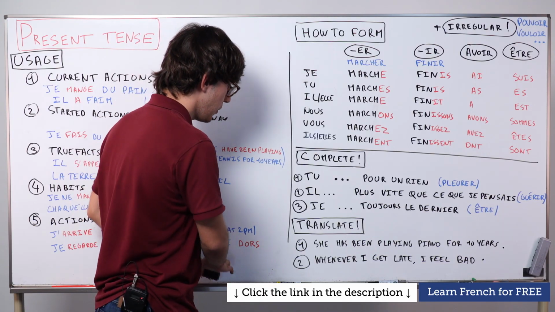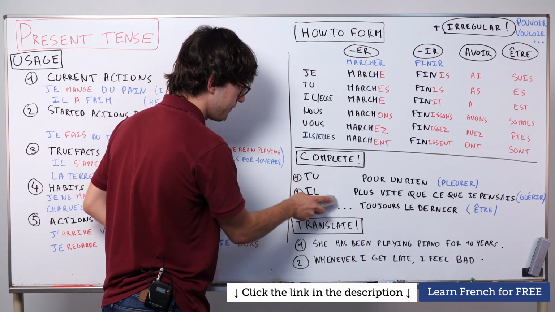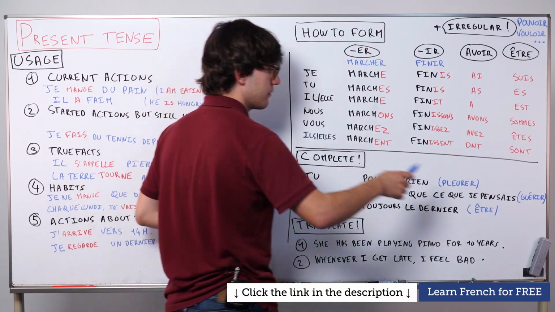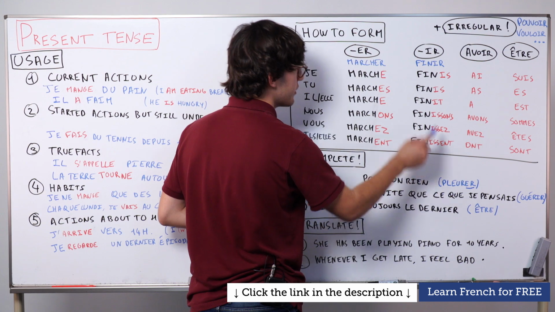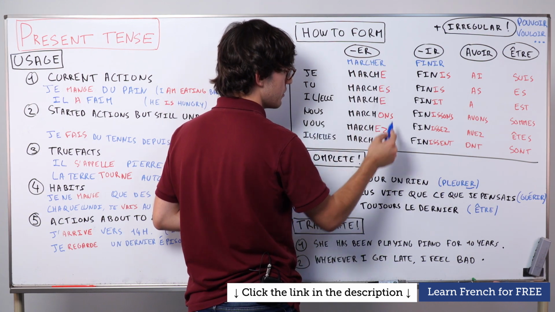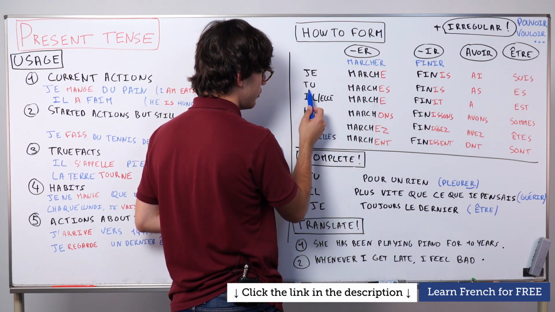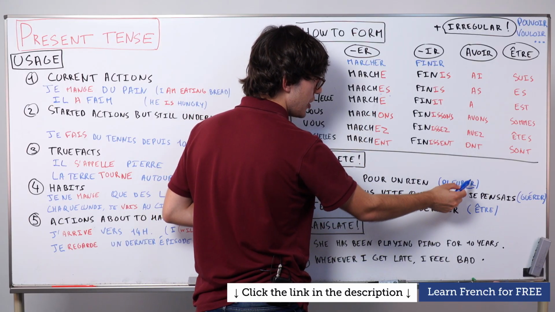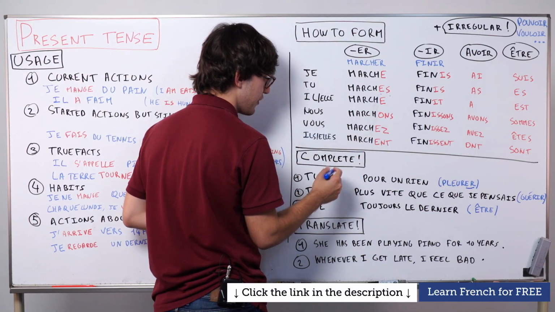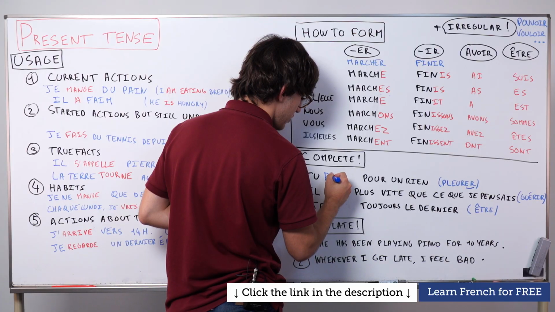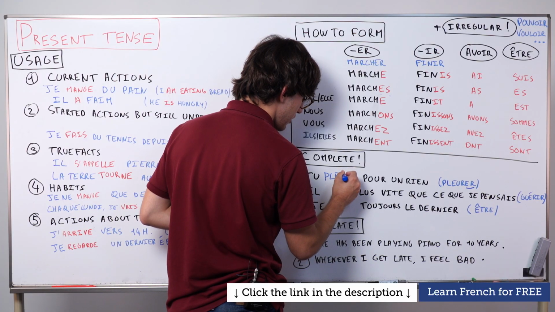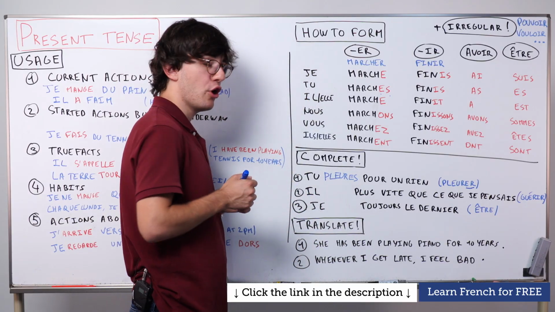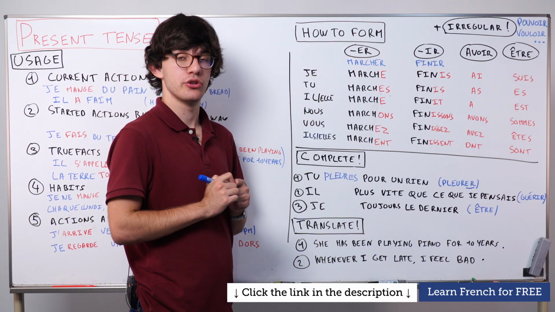Okay, so the answers are: pleurer. Pleurer ends with ER, so it's a first group verb. The subject is tu. You just get rid of ER and add ES, and you've got pleures. Tu pleures pour un rien. You cry for nothing.